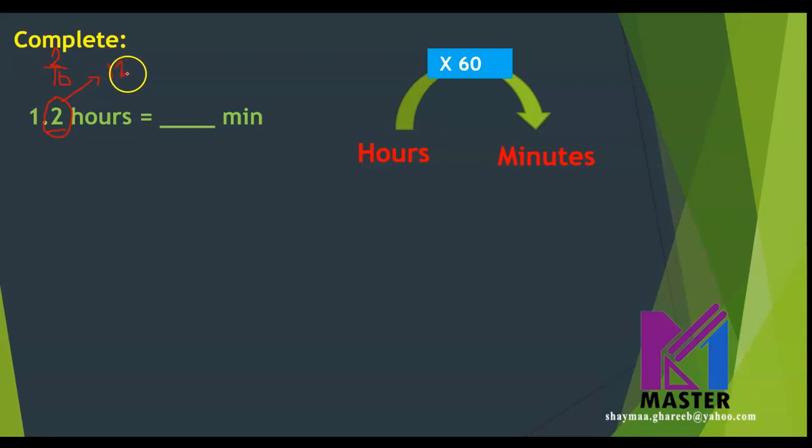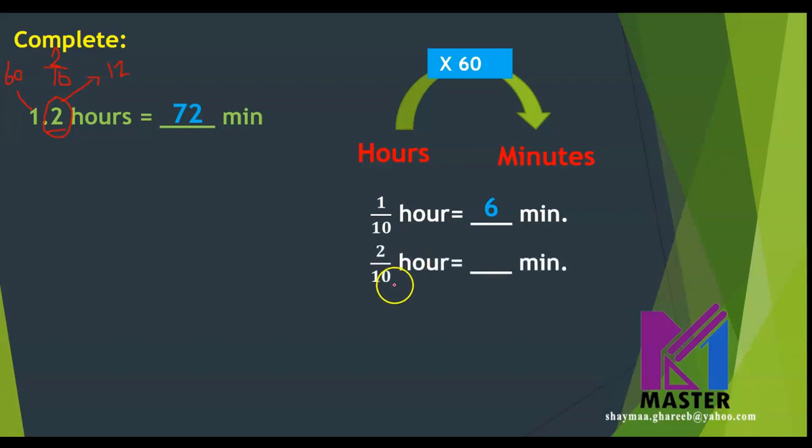And how many minutes are there in 1 hour? There are 60 minutes. So 60 and 12 equals 72. So 1 tenth of the hour equals 6 minutes. Then the 2 tenths of the hour equals 12 minutes. And this is what we did here. So I can change the decimal part into a fraction, then find out how many minutes of the hour is in this fraction.